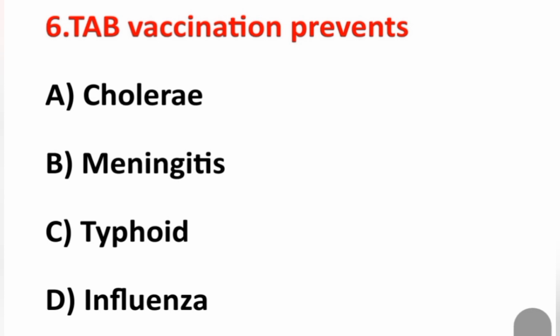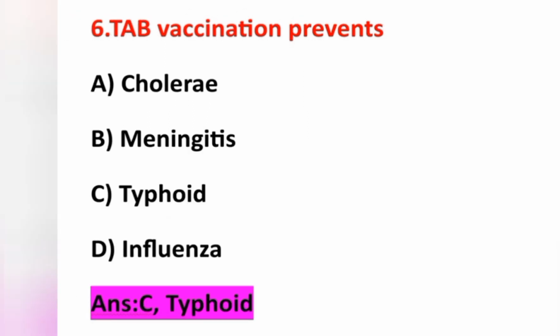Sixth question, TB vaccination prevents. Options are option A cholera, option B meningitis, option C typhoid, option D influenza. Question is TB vaccination prevents. Option C typhoid is the correct answer.